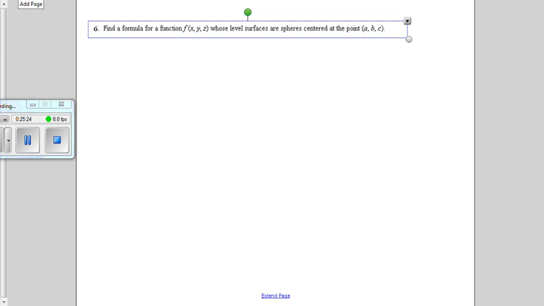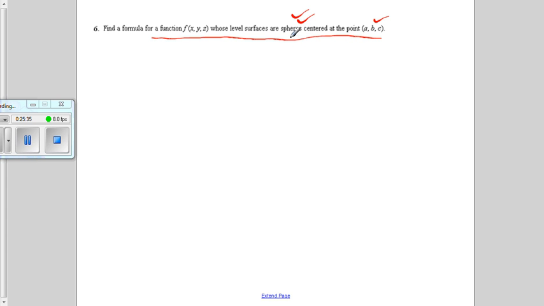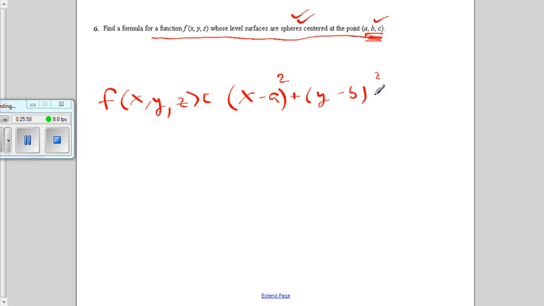Last example says find a formula for a function f of x, y, z whose level surfaces are spheres centered at the point a, b, c. So this is just to get the idea of an equation for a sphere, given some transformation, so it's no longer at the origin. So our function would be x minus a squared plus y minus b squared plus z minus c squared.